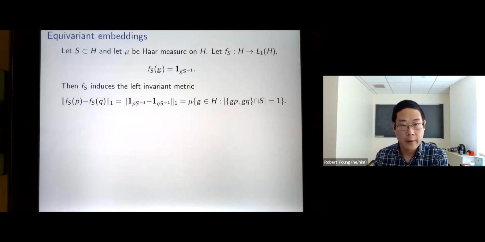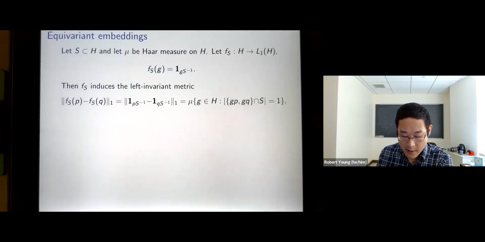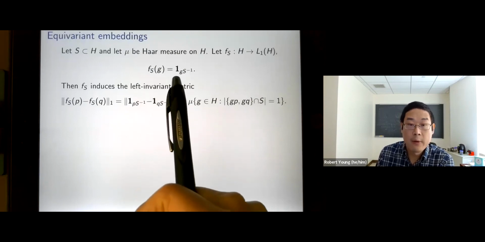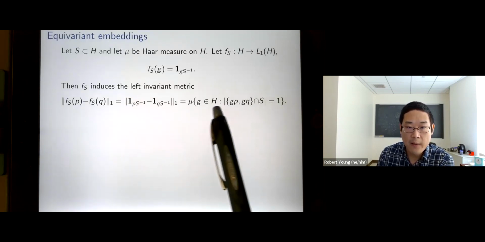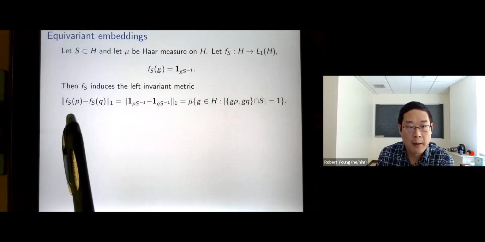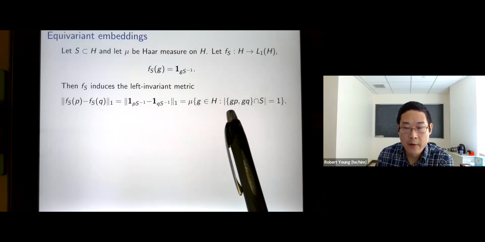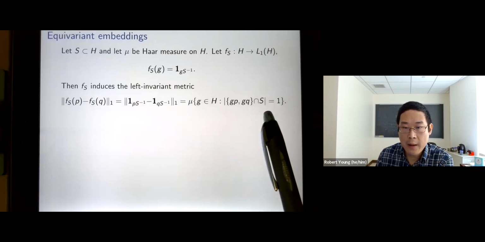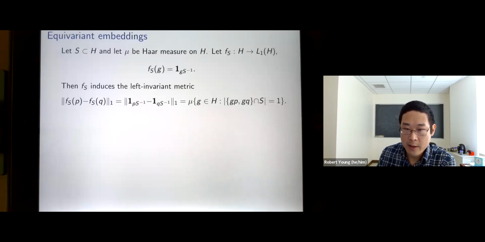So let's define, if we pick a subset of the Heisenberg group, we can define a corresponding map to L1, which sends every point g to the characteristic function of some translate of our set. And if you do that, then it induces the following left invariant metric. The distance between f_S(p) and f_S(q) is the measure of the set of elements in the Heisenberg group so that if you translate p and q by that element, one of them lands inside the set, and one of them lands outside the set.